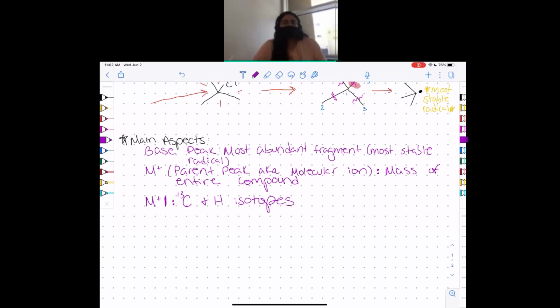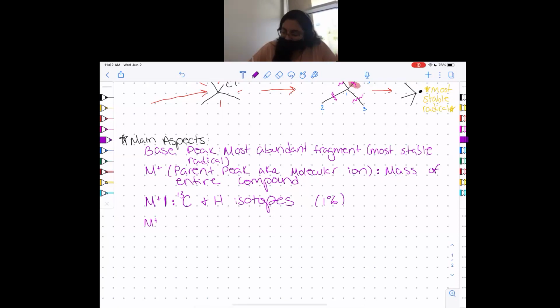Carbon 13. Do you have any idea what the abundance of carbon 13 in nature is? Wasn't it like 1% or something? It's a small amount. Yes. So we know that 1% of every compound is going to be carbon 13, statistically speaking, right? And that's why every single molecule we look at is going to have carbon, so it's going to have a teeny tiny M plus one peak.